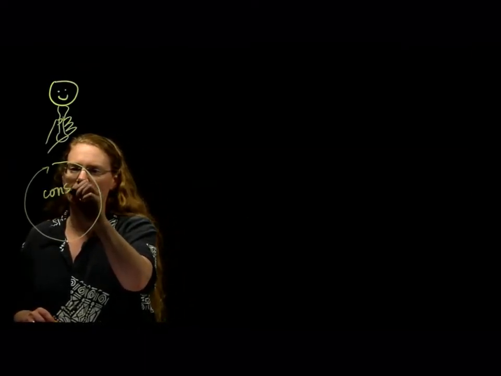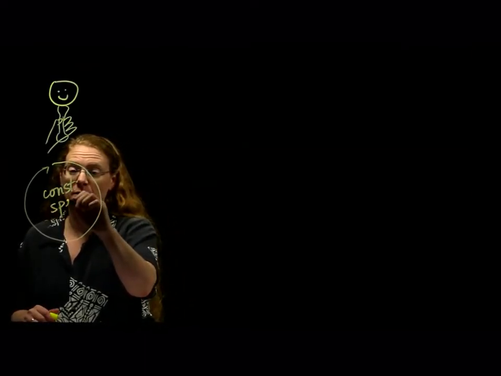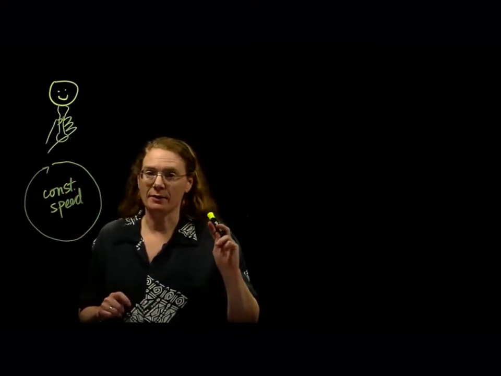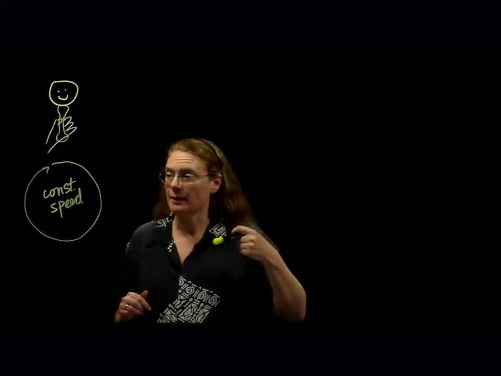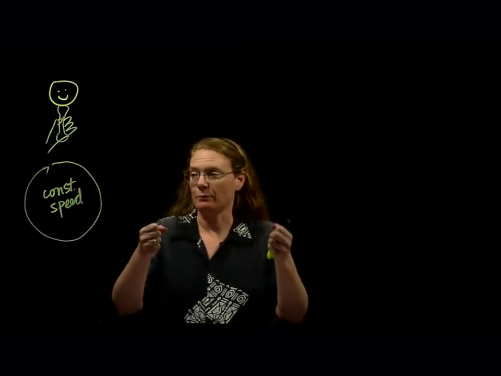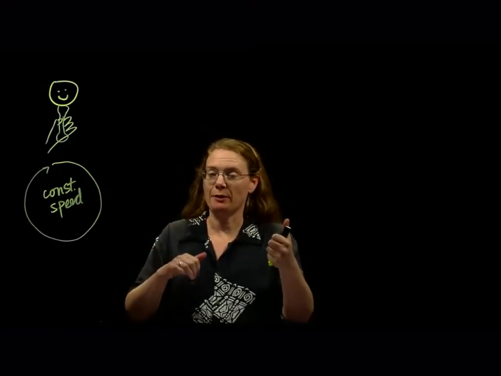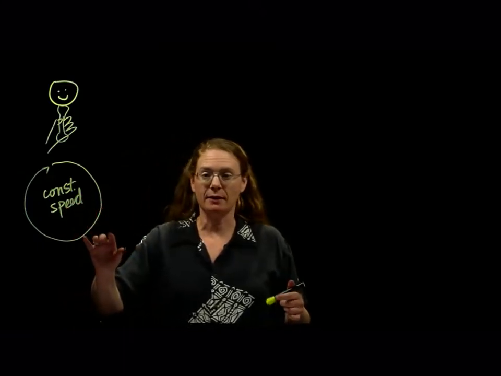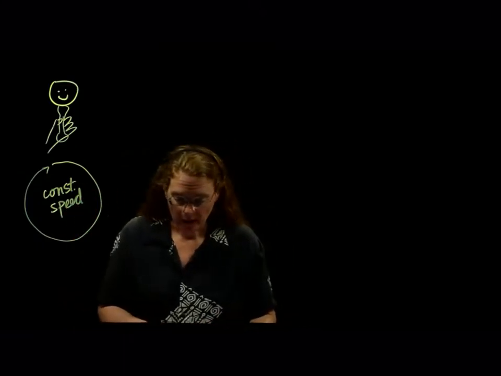Okay, so a constant speed. That's the good thing for circular motion. We need a constant speed. And remember that constant speed does not mean constant velocity. Constant speed means your speedometer is showing the same thing. Constant velocity means your speedometer and your direction are the same. We're changing direction, so it's not constant velocity, just constant speed.